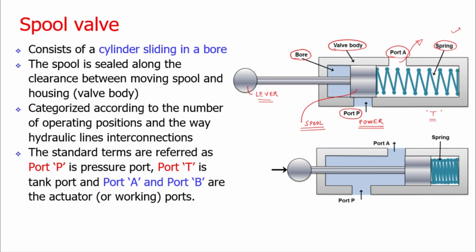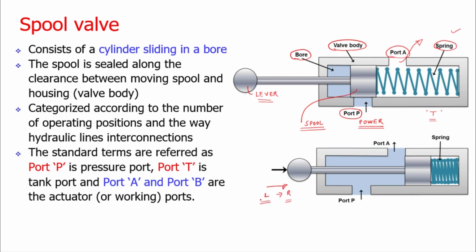On your screen, you can notice that the power port is blocked. So we are not getting any pressurized fluid inside the valve because of the action of the spring force. If we want to get the pressurized fluid for a certain application, from the port A, then we have to actuate, we have to push the lever in this direction from left to right, left to right.